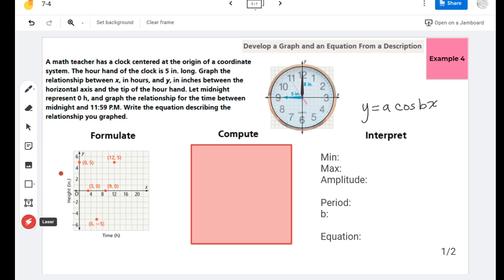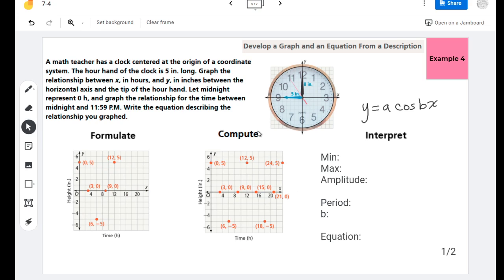they said that they want it to go from midnight to 11:59 p.m. So we've gone halfway because now we're at noon. So we have to have this pattern happen again. And so the next part that they do is they compute another iteration of the graph. So see how it has the U and then the U? So that's them going around the clock again.